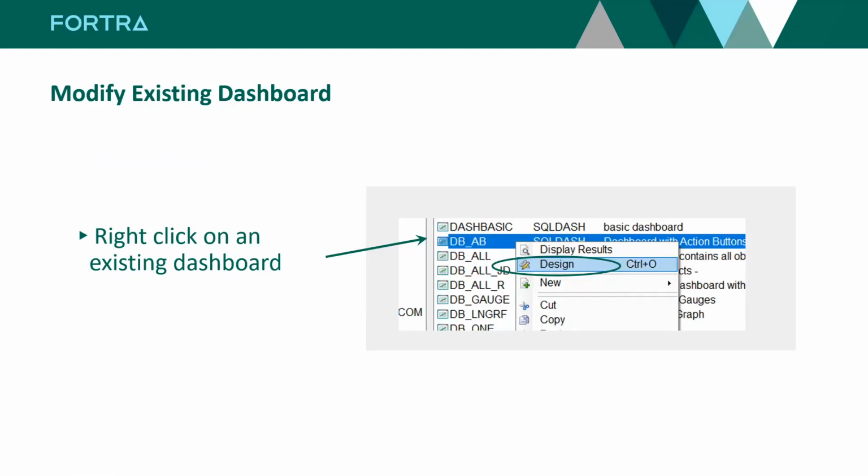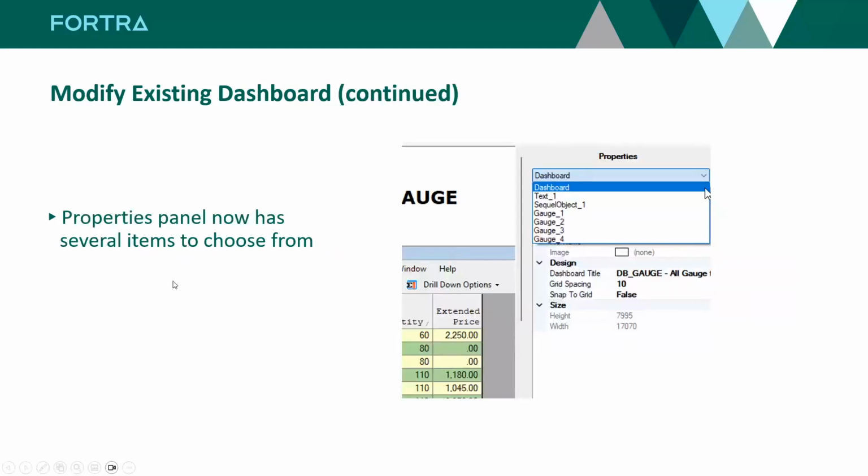If you have an existing dashboard and you need to edit it, you can simply right-click on it, just like you do everything else in Viewpoint, and select Design. We also get the same workspace and Properties panel, but now the Properties dropdown has the items that are present on the dashboard. So you could click Dashboard to modify the properties for the dashboard itself, like the background image or background color, and then select individual objects on the dashboard to modify properties for those.